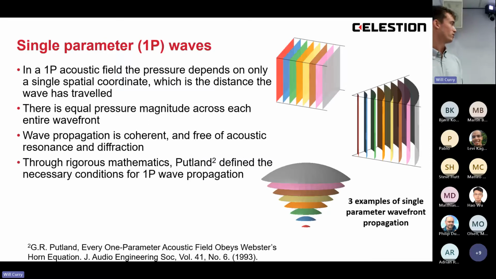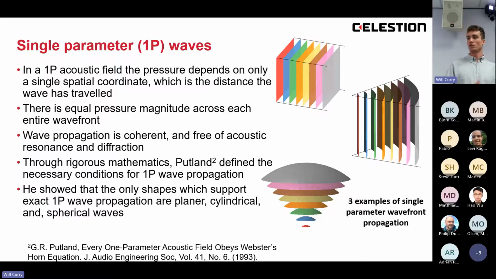So through some rigorous mathematics, a guy called Pathlength defined the necessary conditions for 1P wave propagation. And he showed there's only 3 shapes which support exact 1P wave propagation. And these are planar, cylindrical, or spherical waves, which can be seen in each of these pictures. So you can imagine the wavefront sort of moving through each of the colours. And the thin black lines represent the edges of the domain.